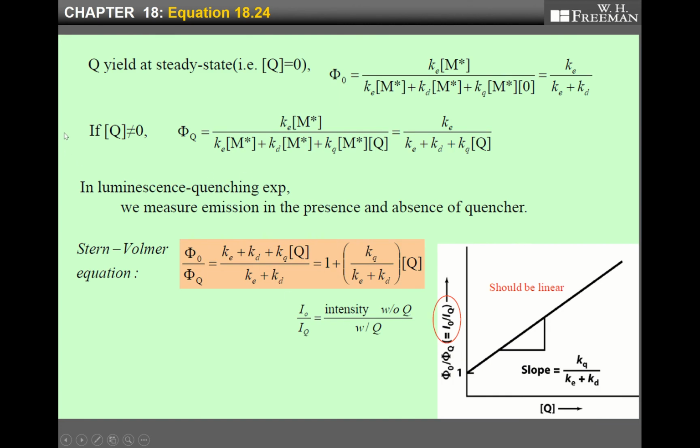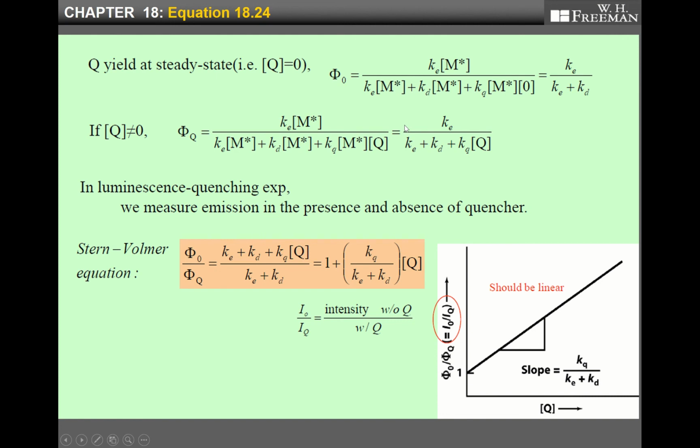All right. What is the quantum yield at steady state, when the quencher is not present? The quencher concentration is 0. That's the quantum yield phi 0, in the absence of quencher, and it is expressed by this equation. In this case q is 0, so it is simply expressed by this equation. All right, very easy to understand.